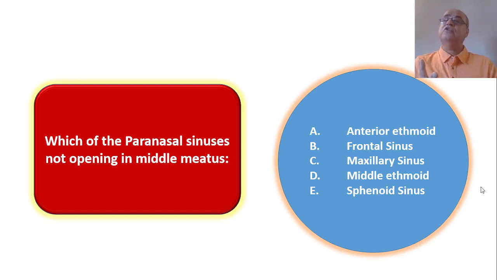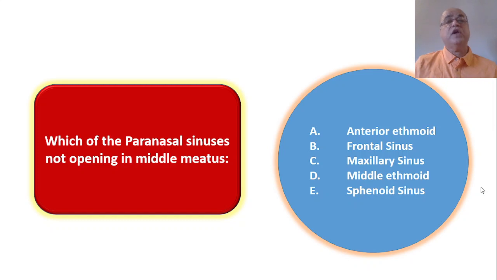This anterior group of paranasal sinuses opens in the middle meatus, while the sphenoid sinus and posterior ethmoidal air cells are included in the posterior group. The sphenoid sinus opens in what we call the sphenoethmoidal recess, which is above and posterior to the superior turbinate in the lateral nasal wall. And the posterior ethmoidal air cells open in the superior meatus.